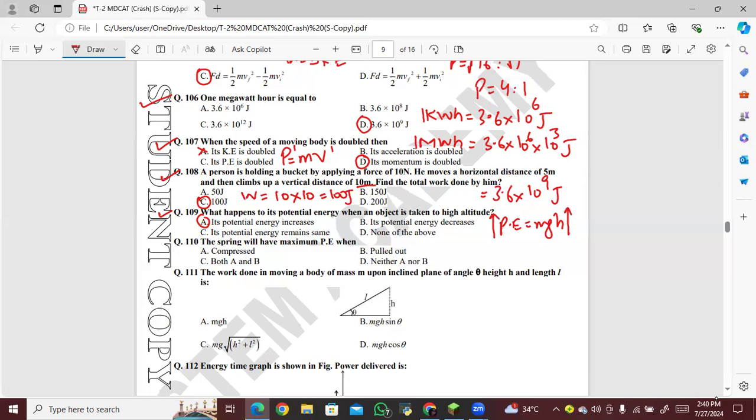The spring will have maximum potential energy. So the elastic potential energy, EPE, is equal to half kx square. When the spring is compressed or pulled out, in both cases, extension increases. So the answer is C.